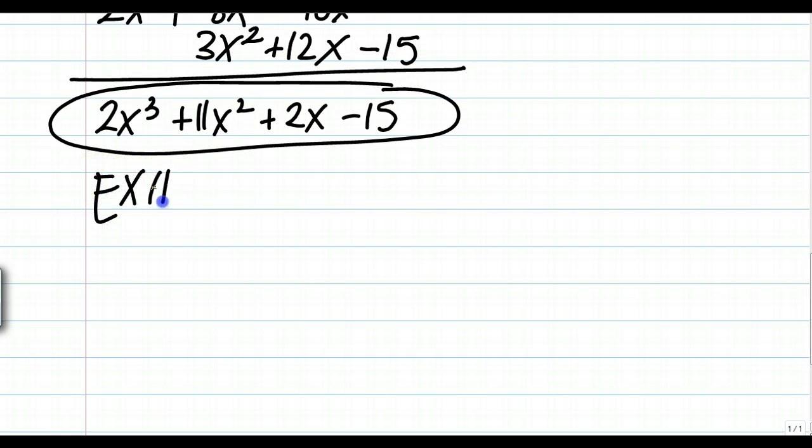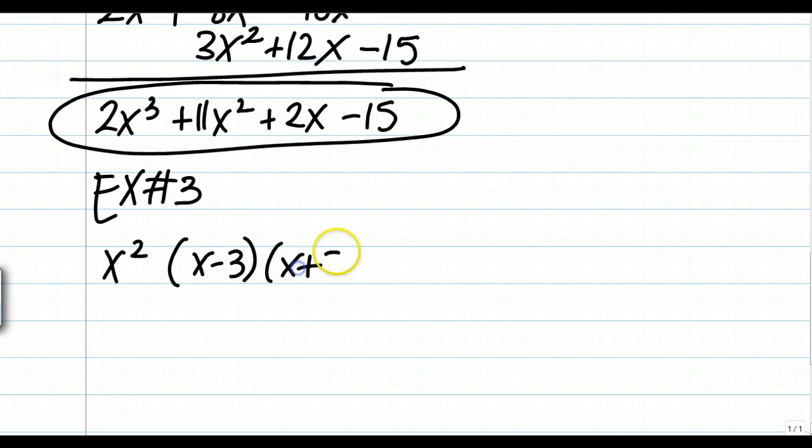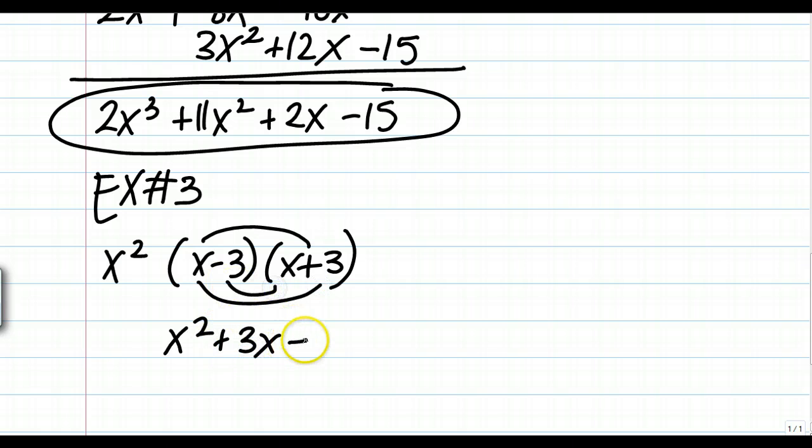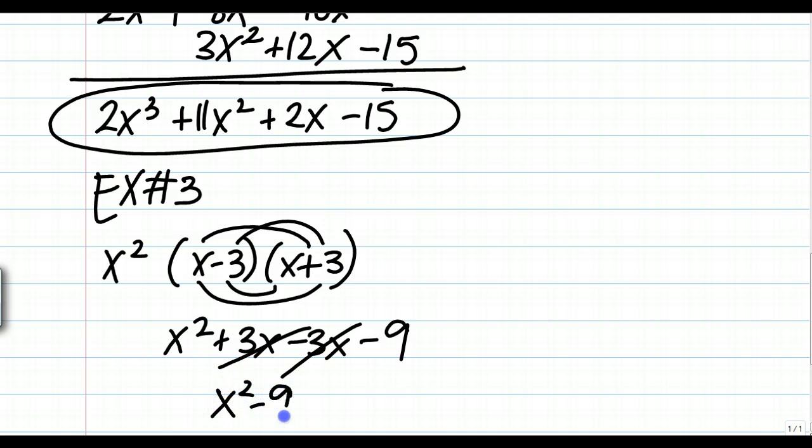Example number 3. I have x squared, and then I have x minus 3 times x plus 3. Whenever you see something like this, you always want to FOIL it first, and then you can distribute the x squared. So you have first times first, so x squared. Outside is 3x, inside is negative 3x, and last is negative 9. If you notice, those are going to go away, and you just have x squared minus 9.